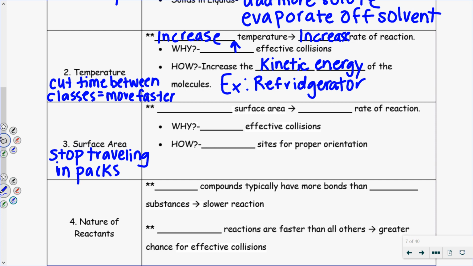So if you increase the surface area, you're going to increase the rate of the reaction. You're going to speed up your reaction. Why? You're going to increase the number of effective collisions. And you're going to do that by increasing the number of sites for proper orientation. So here's an example. Think about a cube of sugar. Here's a sugar cube versus powdered sugar.